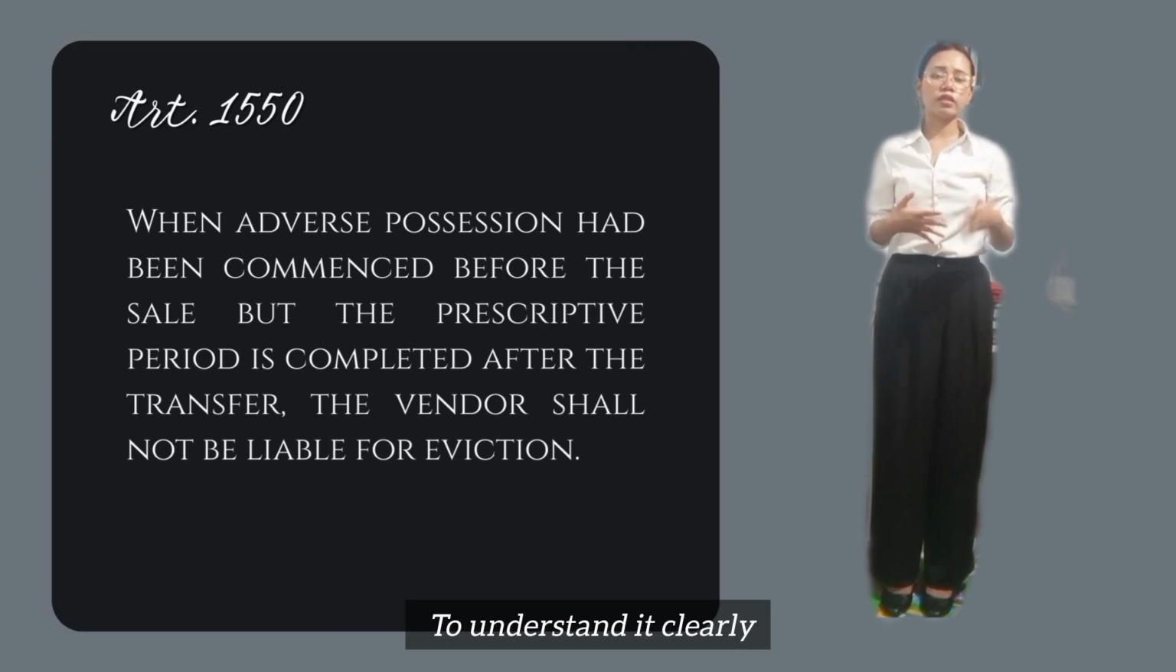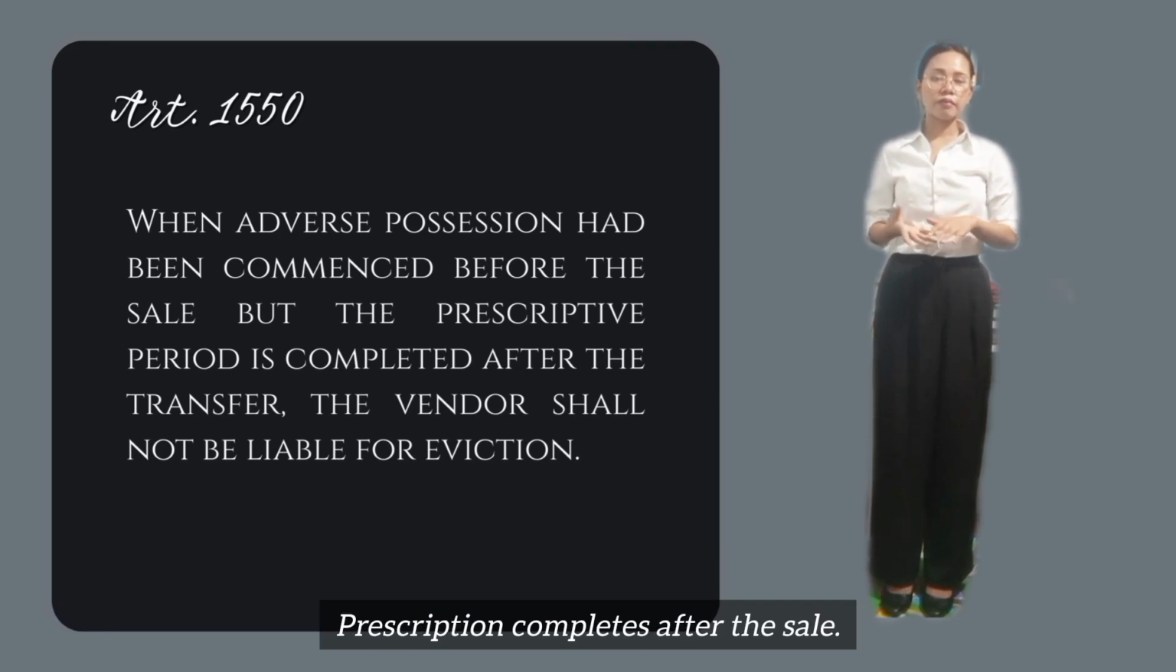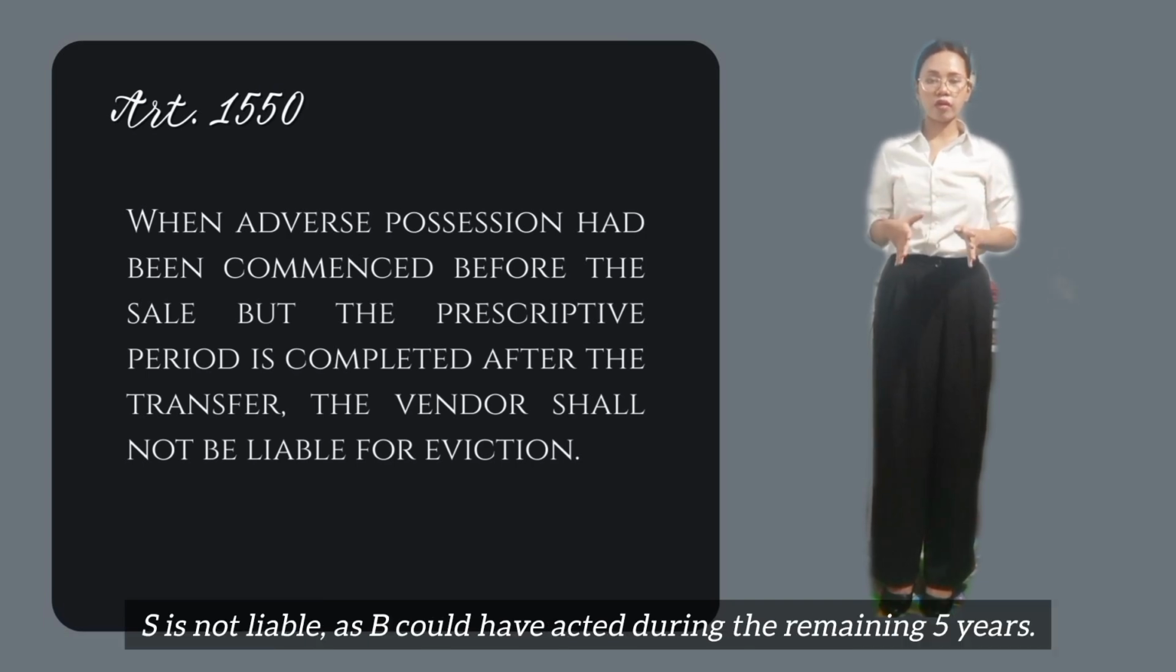To understand it clearly, another example would be C is in adverse possession for only 25 years when S sells to B. Prescription completes after the sale. S is not liable as B could have acted during the remaining 5 years.